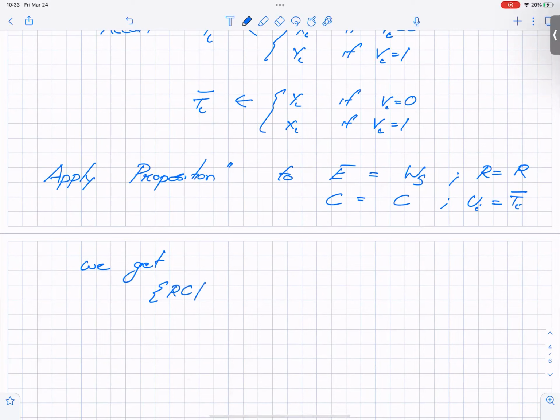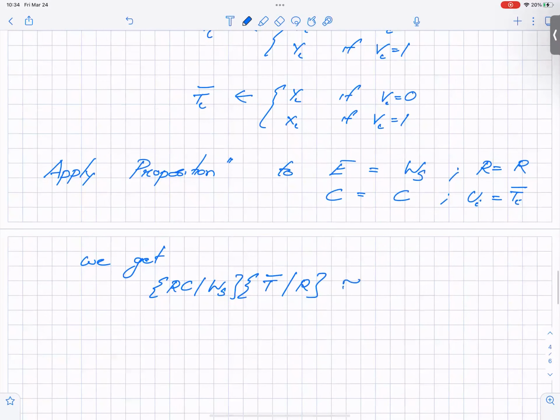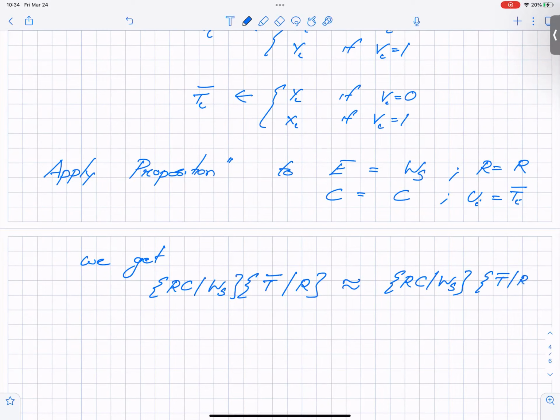first I pick RC conditioned on WS, T bar conditioned on just R. I'm ignoring the fact that C has been picked up, WS has been picked up. I want to say this is close to RC conditioned on WS and T bar with everything else, or WS and C. And this is expectation over I not in S.